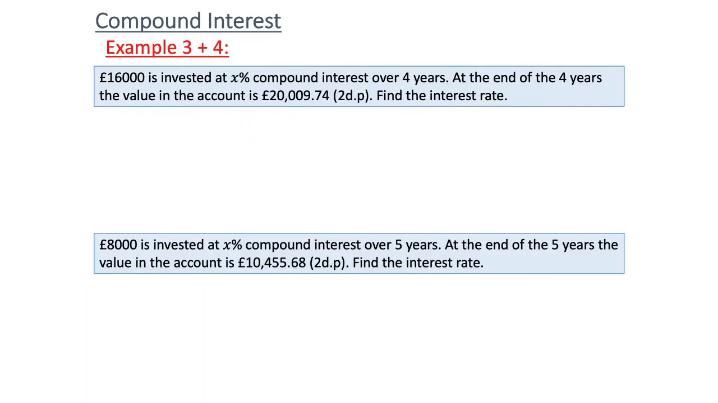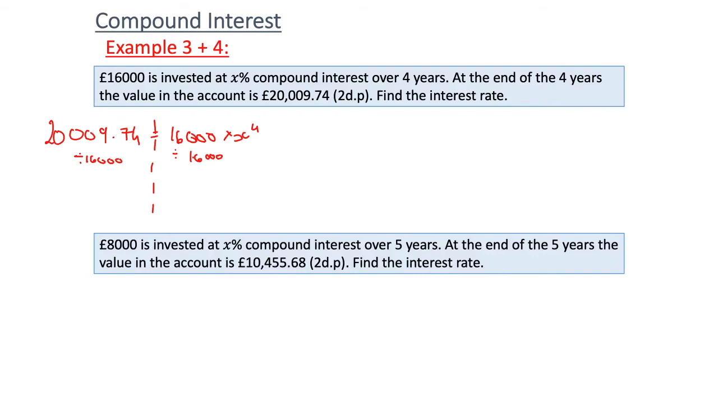We're moving on. Our next example: 16,000 is invested at X percent compound interest over 4 years. At the end of the 4 years, the value in the account is £20,009.74, rounded to two decimal places. Find the interest rate. Our new value is £20,009.74. Our original value was 16,000 multiplied by what we don't know, to the power of 4. Same thing, we work it out. First we divide by 16,000 on both sides.